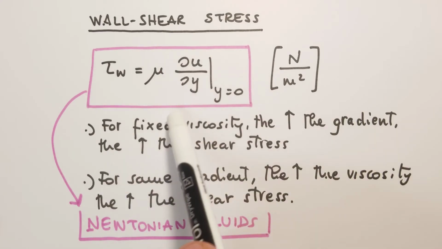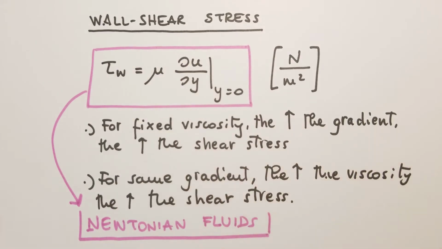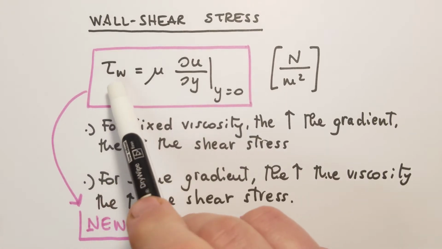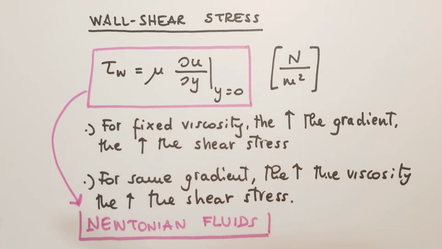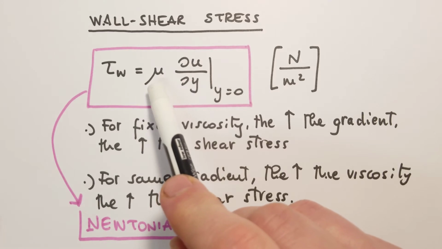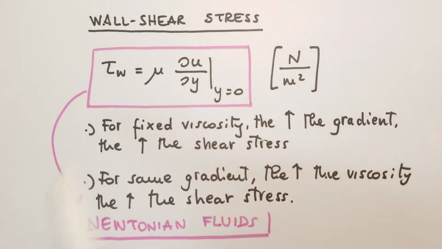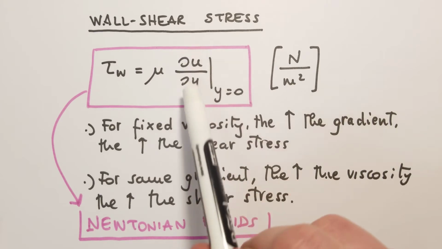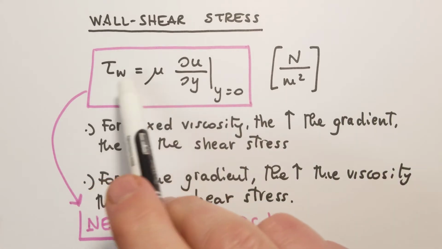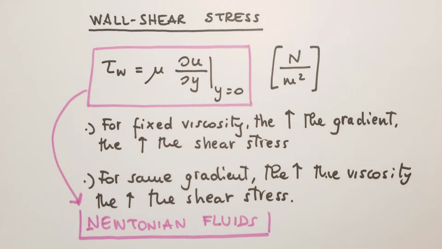So I said that this formula is similar to Fourier's law. In Fourier's law, we have instead the magnitude of the heat flux along a certain direction, and here instead of mu, the dynamic viscosity, we have the thermal conductivity. Instead of the gradient of velocity, in Fourier's law we have the gradient of the temperature. So there's a strong analogy, although there is no minus sign in the case of the wall shear stress formula.